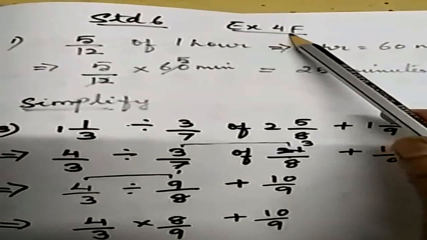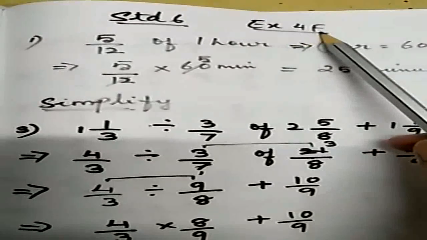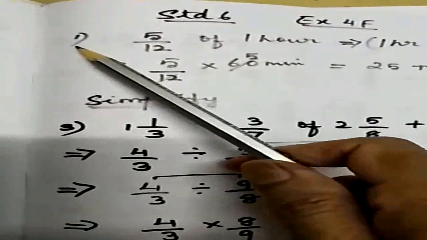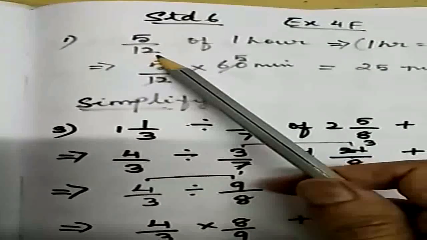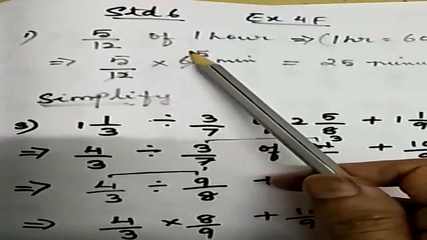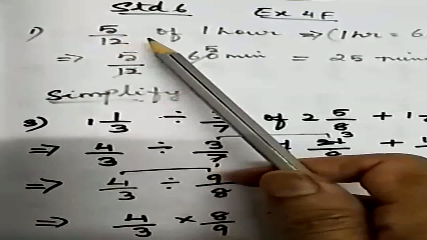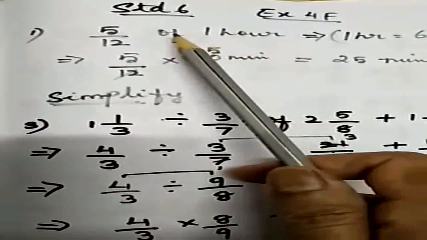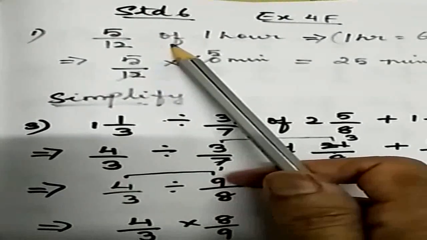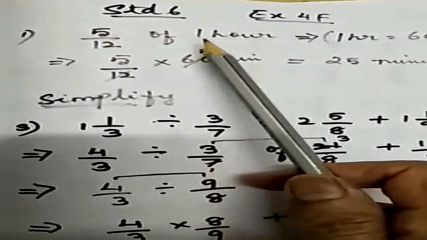Okay, children, now we will be doing exercise 4F. In exercise 4F, I have done question number 1. That is 5 by 12th of 1 hour. You have to find 5 by 12 of 1 hour. Of means what? Into. Okay, so 5 by 12 of 1 hour.